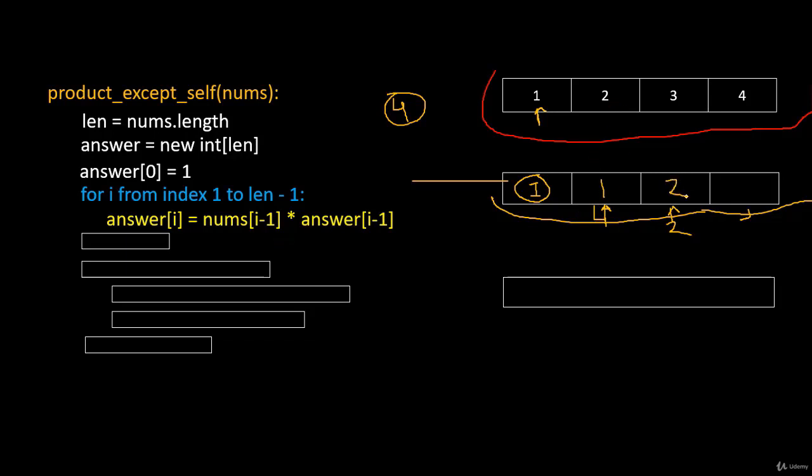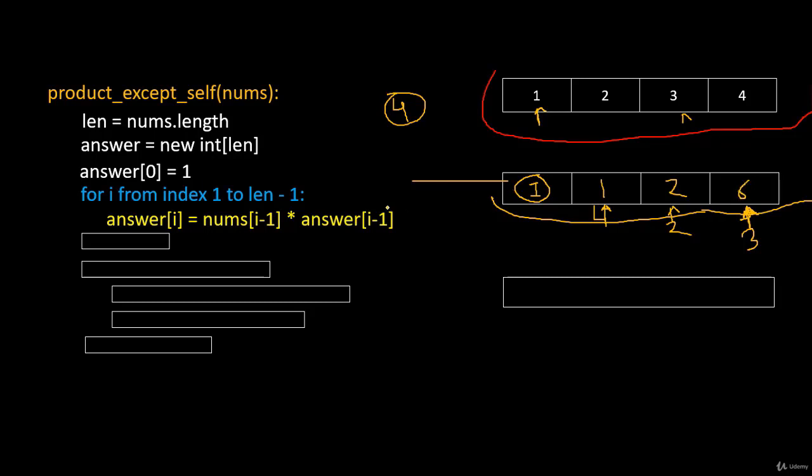Then in the next iteration, answer[i] points to this item here, and in this case we have index 3. Then nums[i - 1], so nums[3 - 1] equals 2. So 0, 1, 2, 3, right? Then 3 times answer[i - 1], which is 2. Then 2 times 3 equals 6.